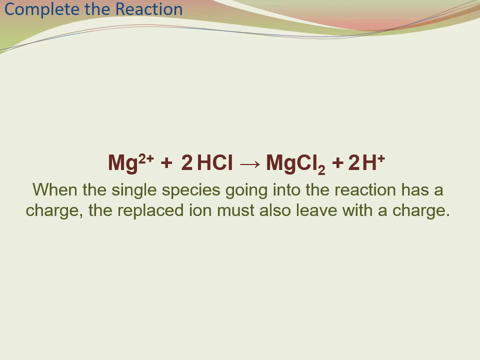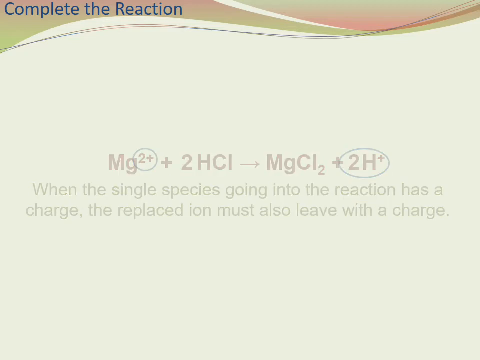When we balance the equation, we will see that not only do the elements balance, but so does the charge. On the left-hand side, we have a +2 with the magnesium. On the right-hand side, we have 2 +1 charges due to the hydrogen ion. So we have a +2 charge on either side of the balanced equation.